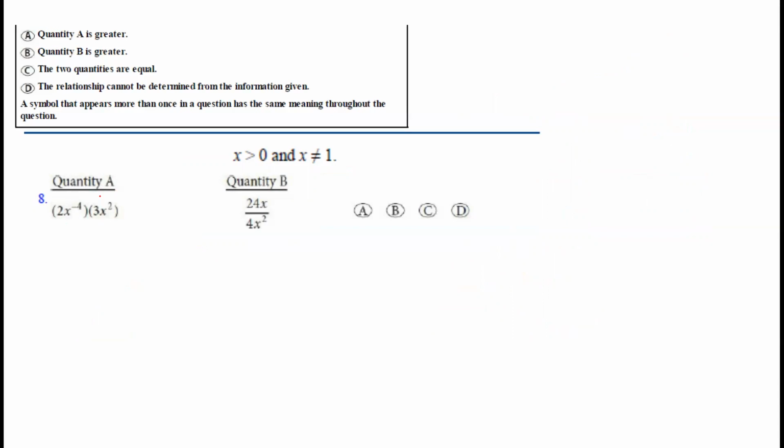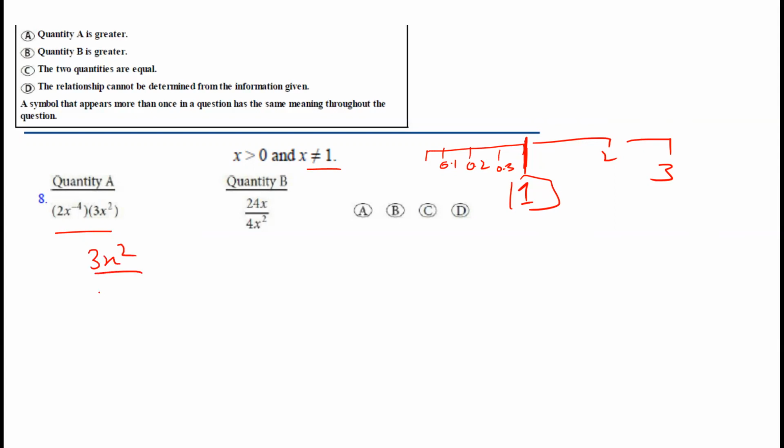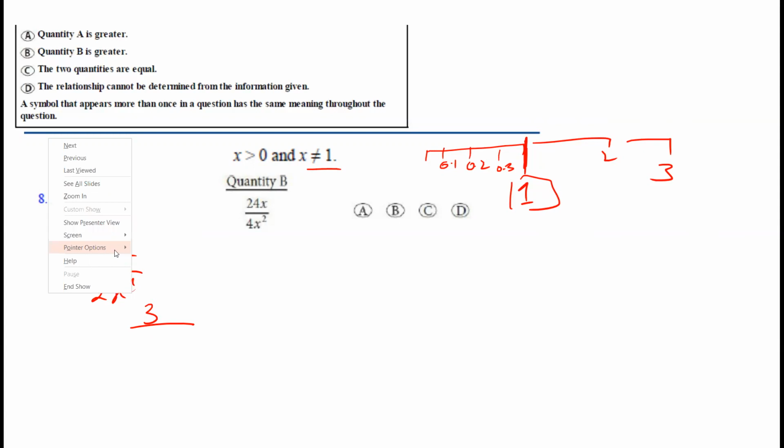So quantity A, this is an expression, and quantity B, this is an expression. Now we know that x is greater than 0. So it can be 0.1, 0.2, 0.3, but it cannot be 1. It can also be 2, it can also be 3, it can also be 1.1, but it is not equal to 1. So this expression, 3x squared divided by 2x raised to the power minus 4, can be written like this: 3x squared divided by 2x to the power 4. So this can be written as 3 upon, slight mistake.